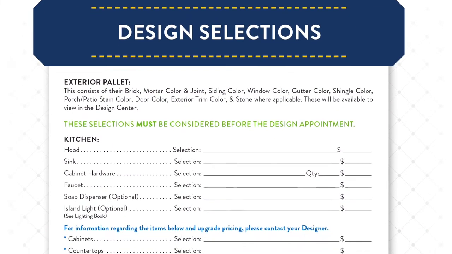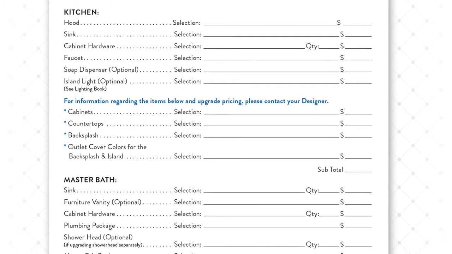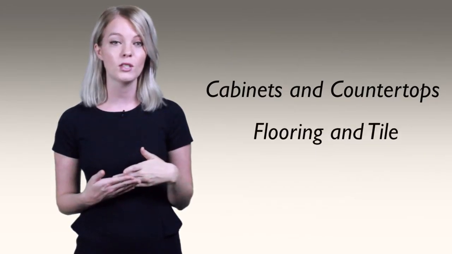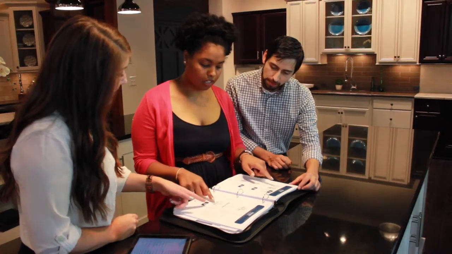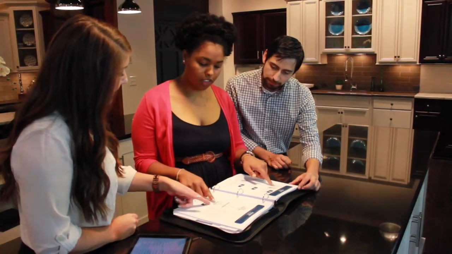Now, let's visit a few things. It's really important that you're familiar with the design section in your dream home guide. There you will see photos and full descriptions, as well as pricing of all the selections that are needed, with the exception of your cabinets and countertops, flooring and tile. These will be displayed at our design center, and your designer will walk you through as well as make suggestions.